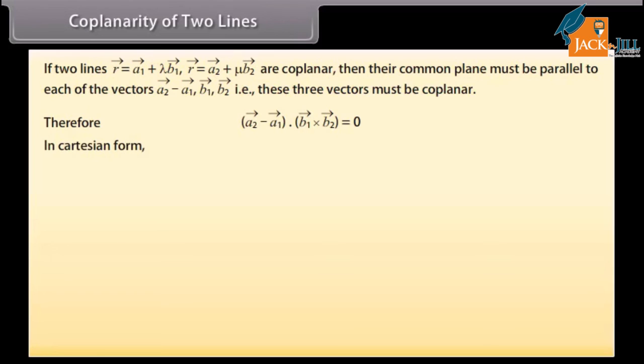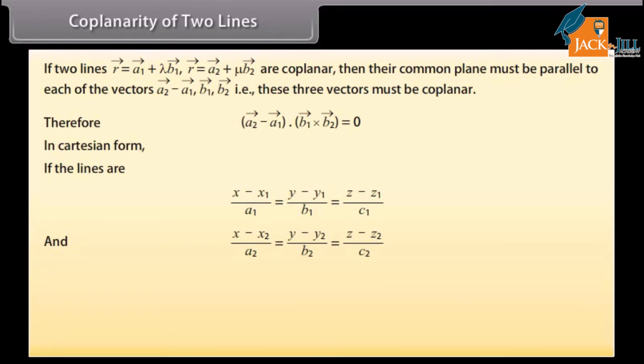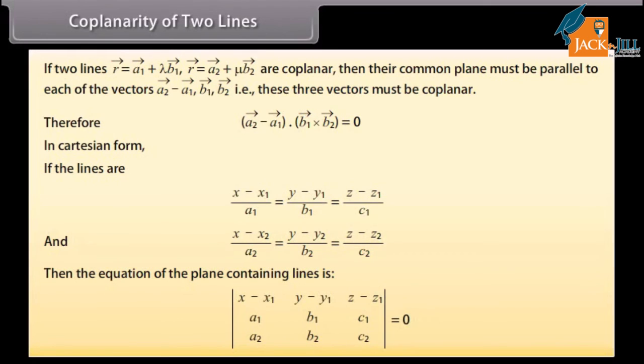In Cartesian form, if the lines are (x minus x1) by a1 equals (y minus y1) by b1 equals (z minus z1) by c1, and (x minus x2) by a2 equals (y minus y2) by b2 equals (z minus z2) by c2, then the equation of the plane containing the lines is the determinant, row-wise. First row: x minus x1, y minus y1, z minus z1. Second row: a1, b1, c1. Third row: a2, b2, c2 equals 0.